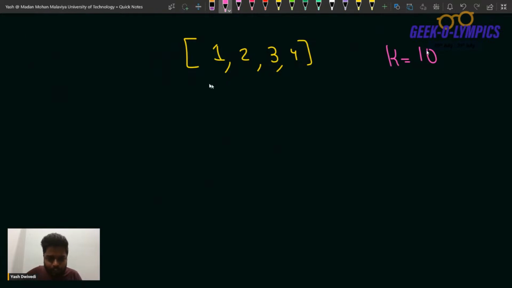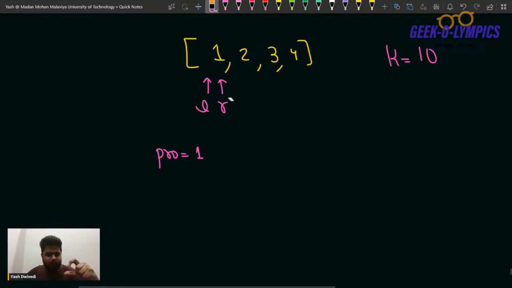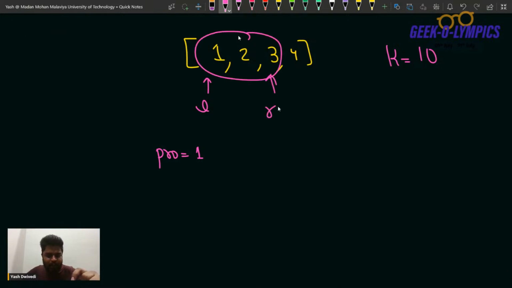Suppose I keep a left pointer at the very start, and a right pointer at the very start, and initially I will mark the product value as 1. Then I will multiply this element, because my R is always going to move forward and left will only move forward. Suppose L is here and R is here, and the product is less than K. In that case, there will be three subarrays that exist because of this.